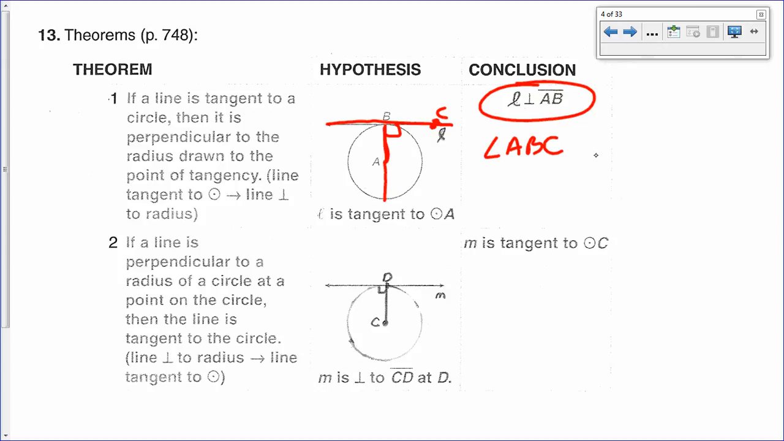Angle ABC is a right angle, and that just comes from being perpendicular. The theorem says that a radius to a tangent is perpendicular. That's the conclusion. And then this is just going backwards, basically. If you know they're perpendicular, then this must be the tangent. If you know you have a 90-degree angle there, this must be the tangent. So basically the same thing.